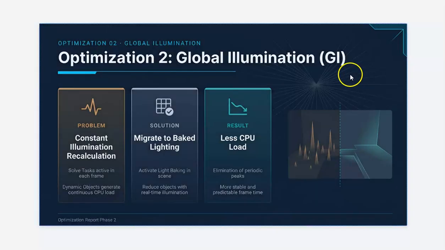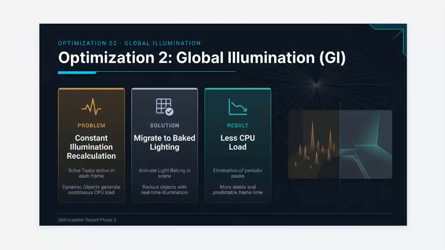Optimization 2 involves constant recalculating for improved lighting efficiency. So, what could possibly be the optimal solution here? It would be beneficial to activate light baking in the scene in order to optimize rendering and decrease reliance on real-time lighting for certain objects. The result would be the elimination of periodic peaks, leading to a more stable and predictable trend over time, ensuring better forecasting accuracy.